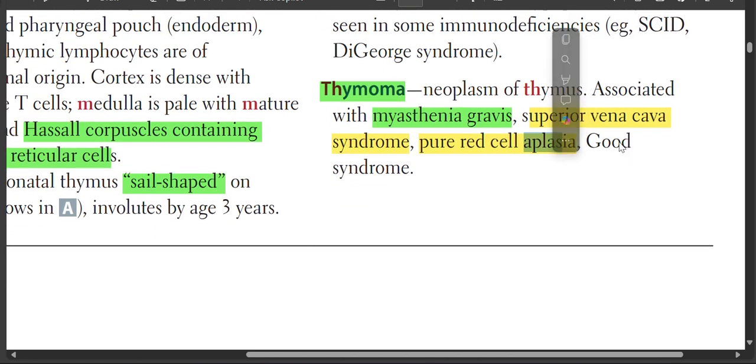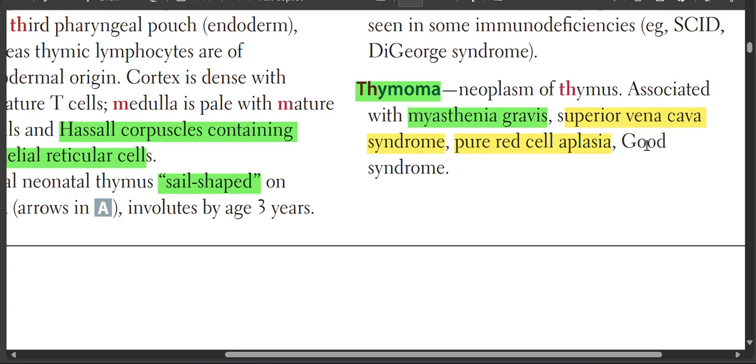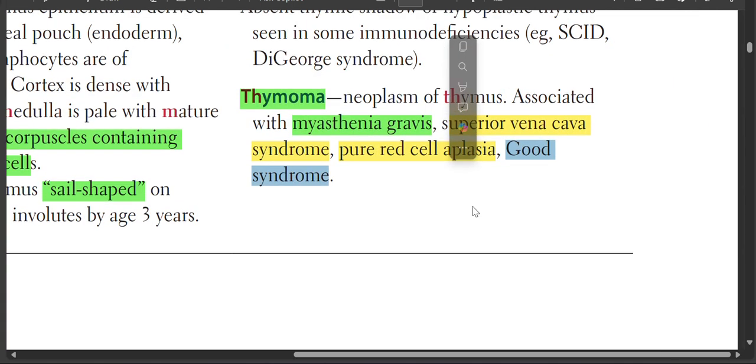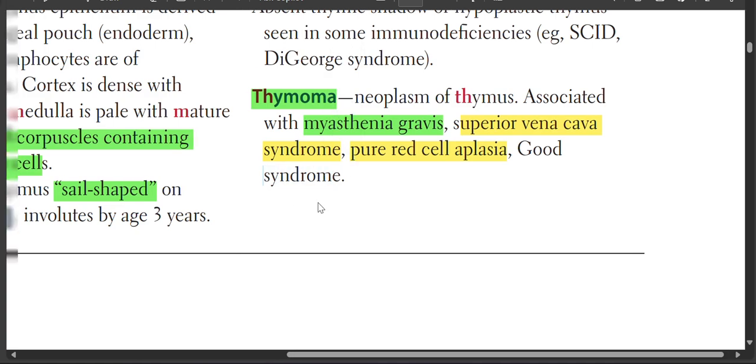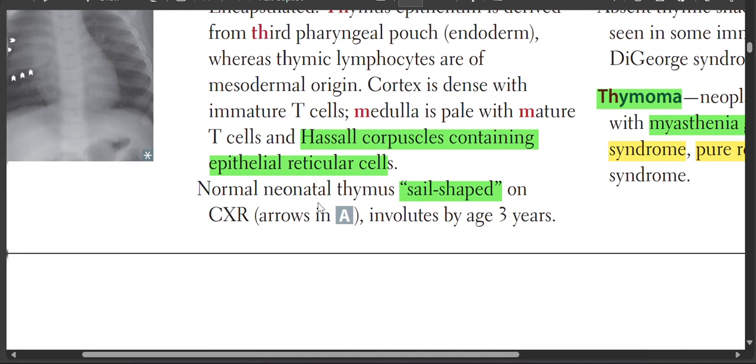And then finally, we have Good syndrome. I'm not even sure what Good syndrome is here. I've never heard of it. So, do you guys know what Good syndrome is? I think they meant Goodpasture. Okay. If it's Goodpasture, then it makes sense. But I have no idea what Good syndrome is on its own. Yeah. So, if there is a good syndrome, maybe there's also a bad syndrome.